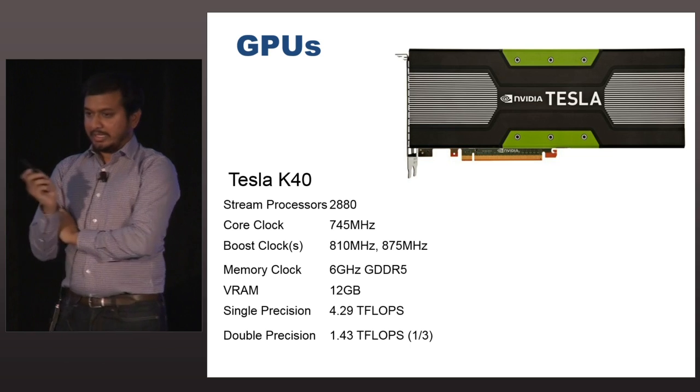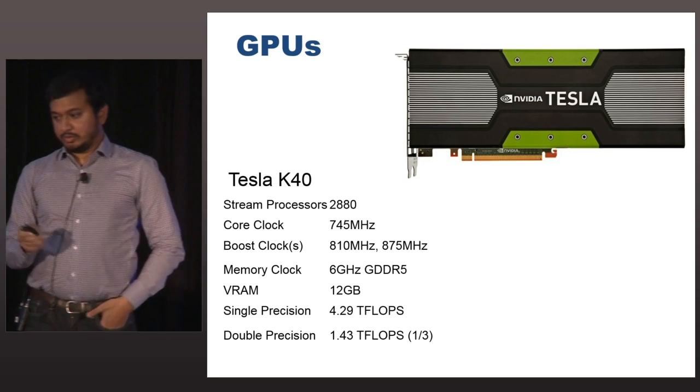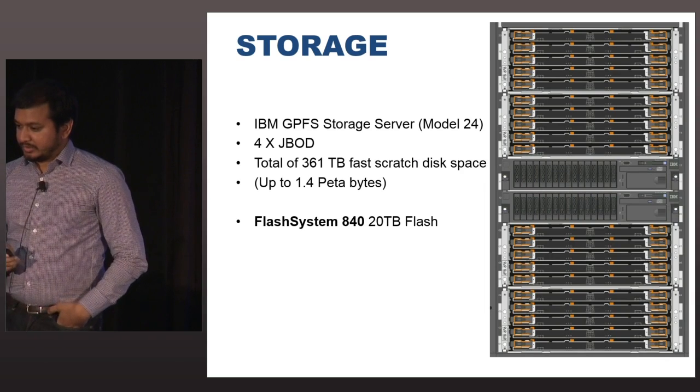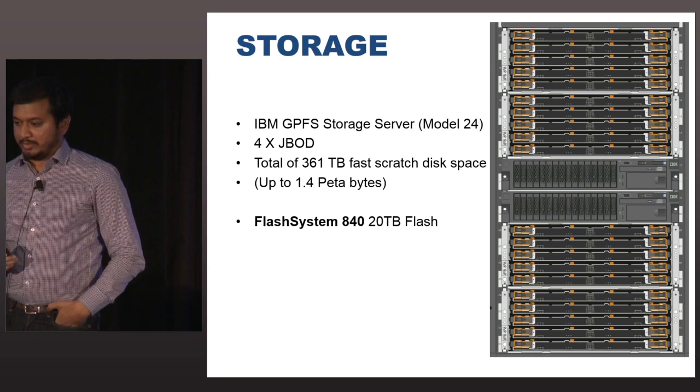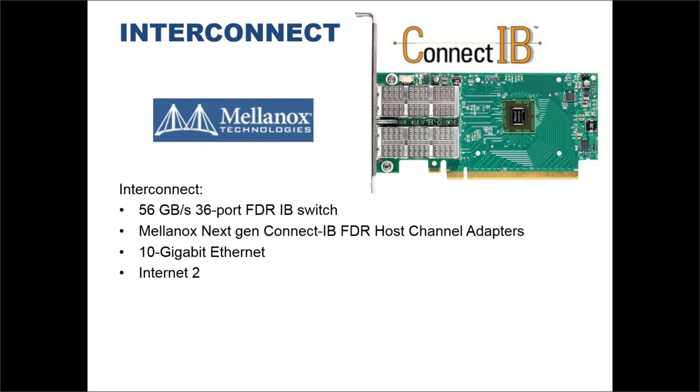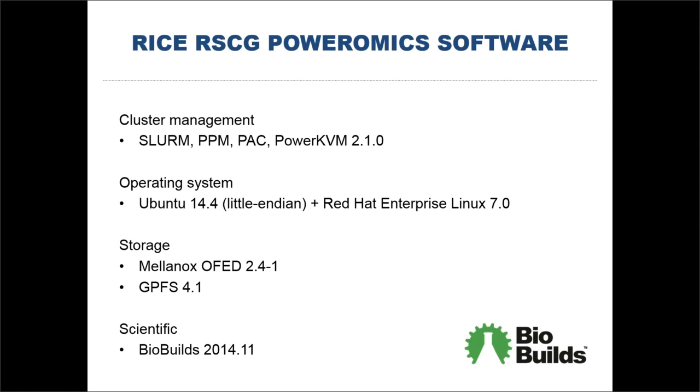And so I'll tell you a little bit later about some of the applications that we're using GPUs for to do some analysis on very basic biology. We also have 4 JBOD disks for a total of 660 terabytes of disk space, scalable to 1.4 petabytes, as well as a 20 terabyte flash array for I/O intensive applications. And we have a 56 gig InfiniBand connection between the disks and the Power8 systems. We're running Slurm over Ubuntu and Red Hat Enterprise Linux.